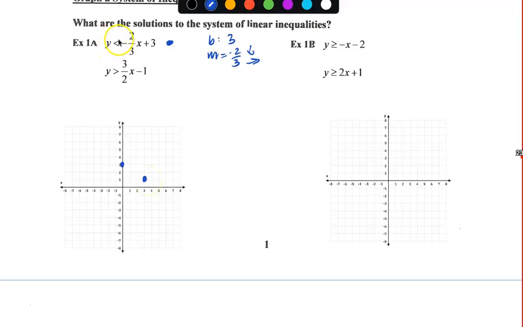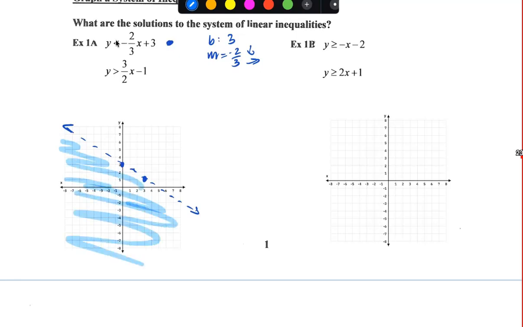It is a dashed line, no equal to sign, so dashed, and then we're going to shade below. So dashed, let's do dash, that's solid, dashed, and then we want to shade below. So let me do this for a little shading. Kind of like that, right? Lightly with your pencil.